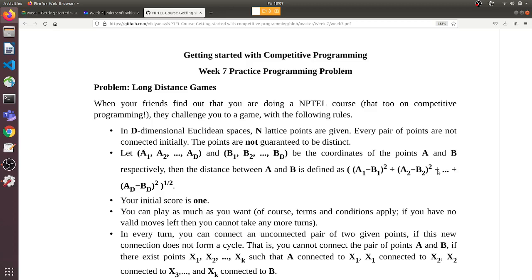I have posted the link in the chat box. You can open that and read the problem there, or you can look at my screen. I hope my screen is visible.